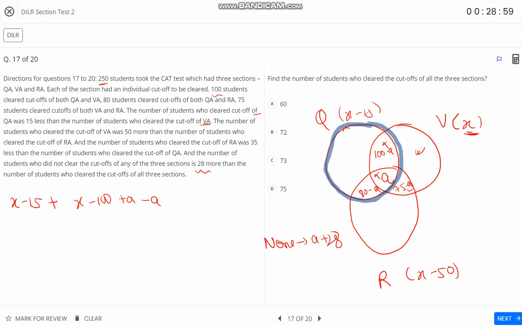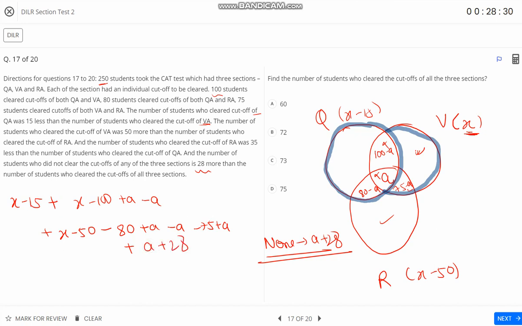Now how much region is covered? We can see that this complete region is covered now, right? Now the only thing we are left with is only RA, so let us write that as well. That will be X minus 50 minus of this 80 minus A, so minus 80 plus A, and minus of A, and minus of 75 plus A. Now remember, 250 includes this none as well, so never forget to include this none. So this will be A plus 28, and this total is given to us as 250.